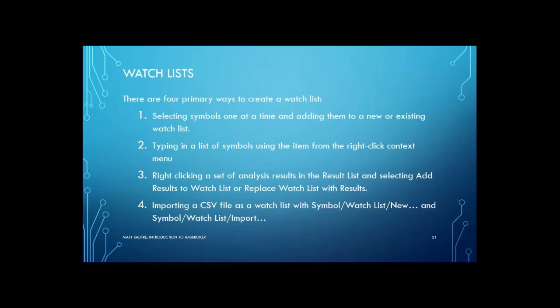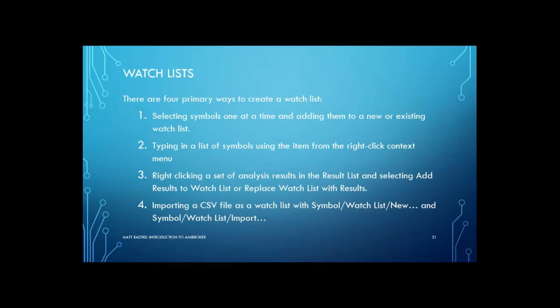A second way is that AmiBroker will let you type in a list of symbols. So you can right-click on a watch list and say add list, and AmiBroker will give you a little dialog box with a text edit field in it, and you can just start typing AAPL, comma, MSFT, comma, FB, comma, etc. Again, if you already know the symbols that you want, and there's not very many of them, that can be a pretty quick way to go.